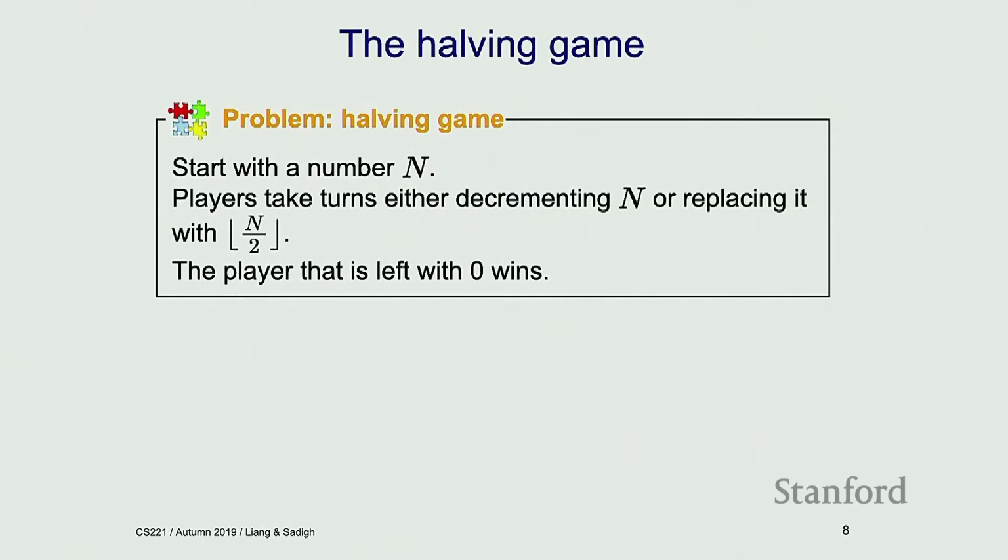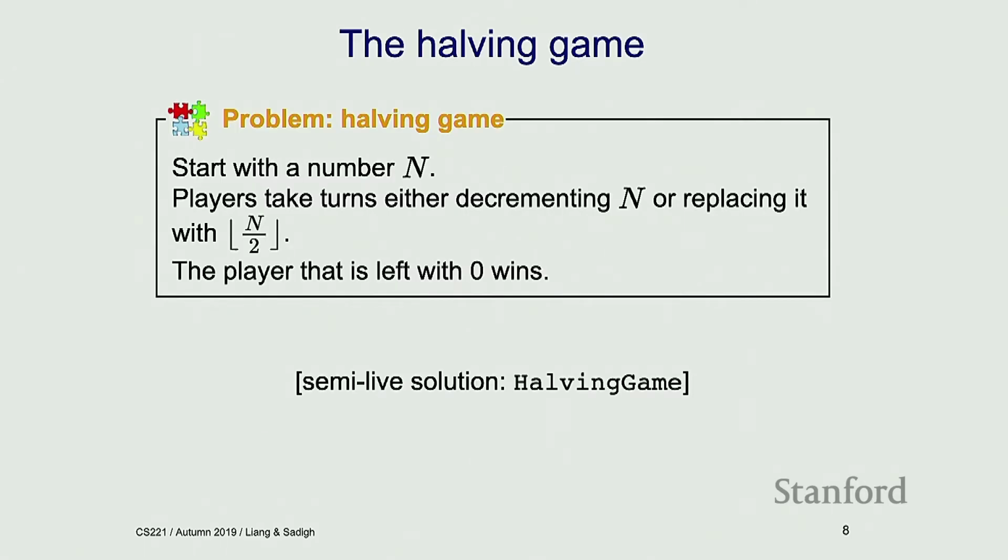All right, so let's look at a game that we are going to play. The game is a halving game. We start with the number n, and then the players take turns, and they can do two things. They can either subtract 1, they can decrement n, or they can replace n with n over 2. So they can divide or subtract. And the player that's left with 0 is going to win. Okay, so that is the setup. Does everyone follow that? Okay.